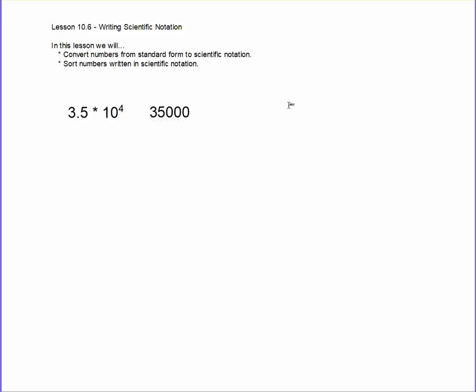Now, one of the things I want you to get used to seeing is that if you see the power 10 to the fourth, you should expect that this number is going to be in the 10,000s. And why is that? Because what's 10 to the fourth equal? If you wrote 10 to the fourth and you wrote 4 zeros after it, that's worth 10,000. So 3.5 10,000s is 35,000.